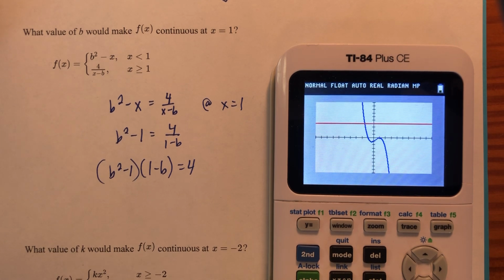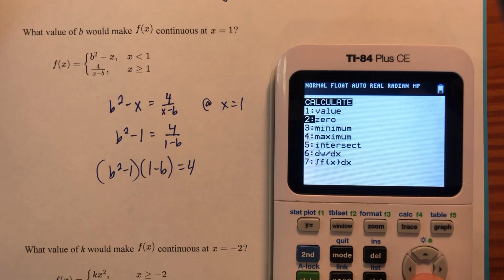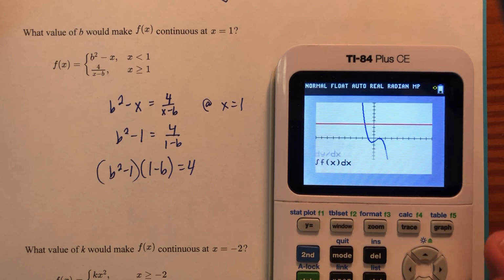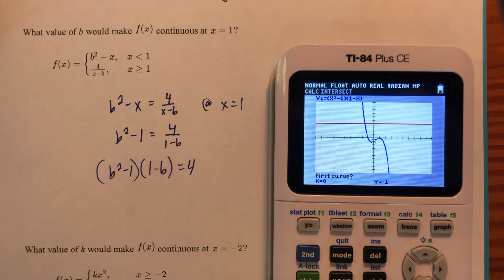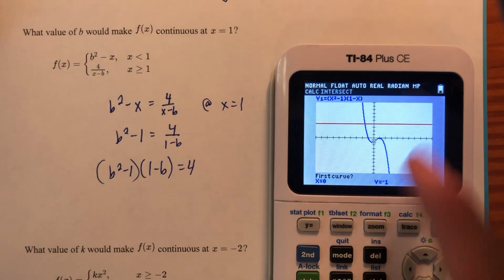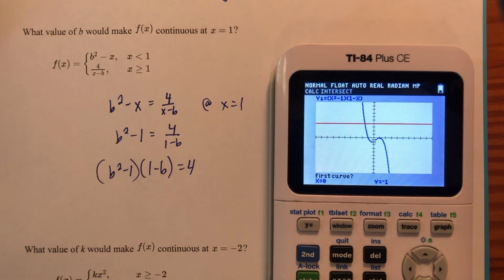We could graph 4, that wouldn't be hard. It's the other one that would be a little trickier. And we will find out where they meet. So second, calc, and we can find the point of intersection. All right, at this point it's asking us what's the first curve, what's the second curve. Well, the first curve is this cubic, press enter. Second curve is that, and then guess.